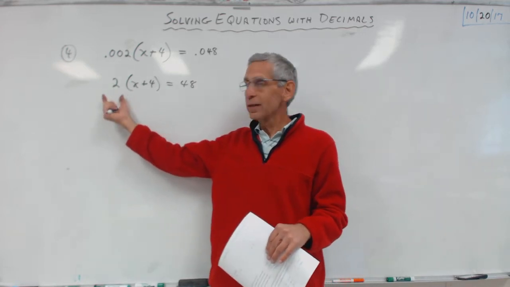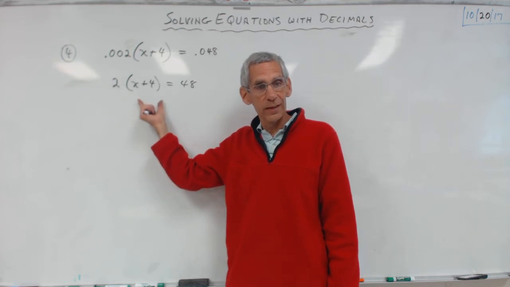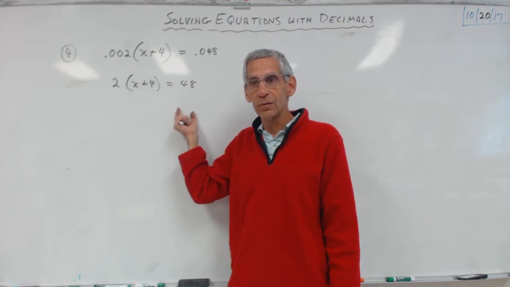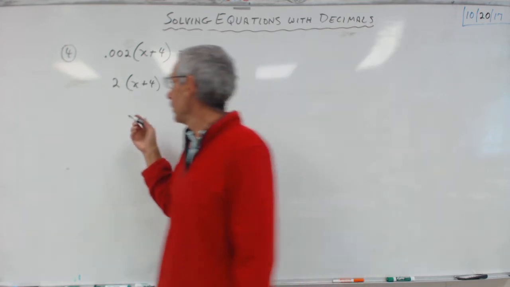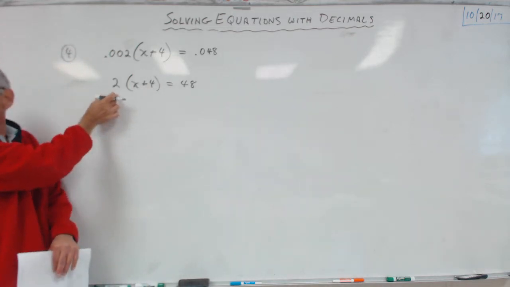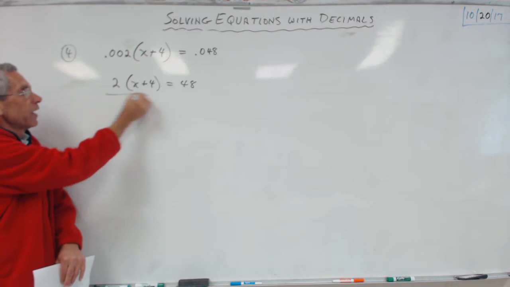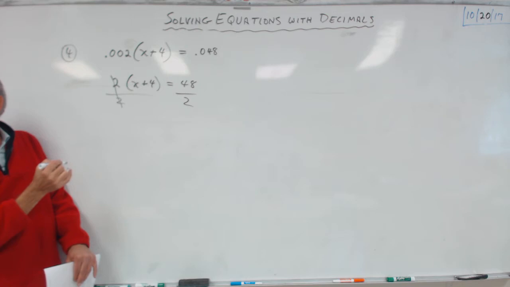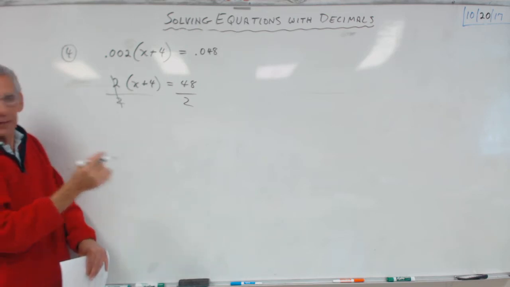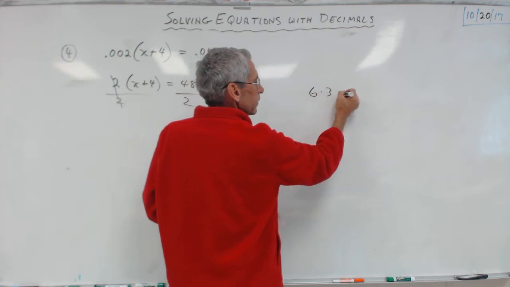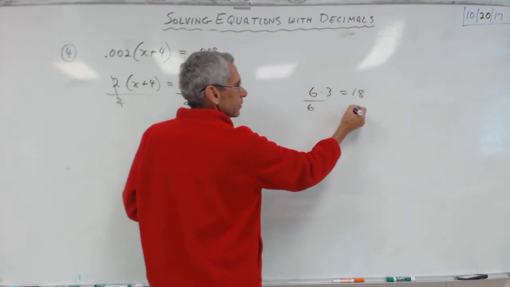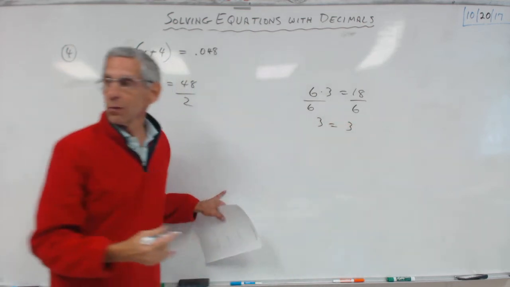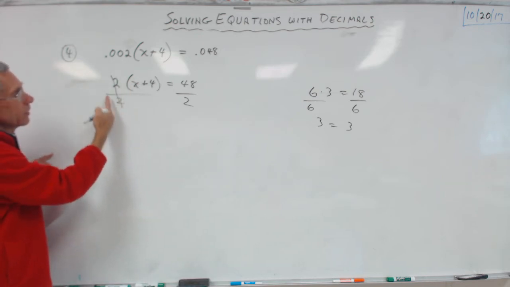The other method is, notice, 2 is being multiplied times this, right? What if I just divided both sides by 2? Think about it. These are 2 factors equal to 48. If I divide by one of the factors, then that crosses out. Does that make sense? 2 factors: 6 times 3 is equal to 18. If I divide by 6, I get 3 is equal to 3. It works, right? So in this case, I'm dividing by 2.